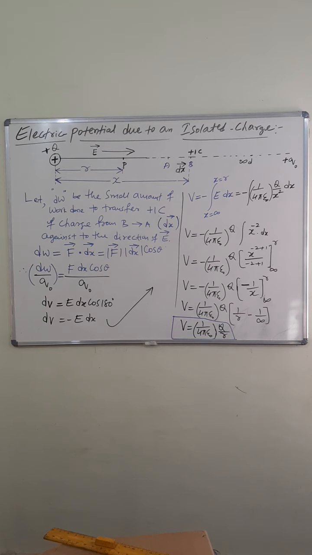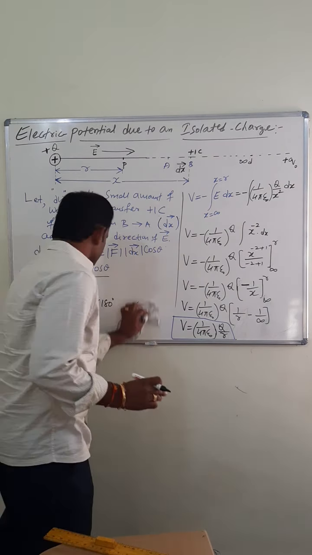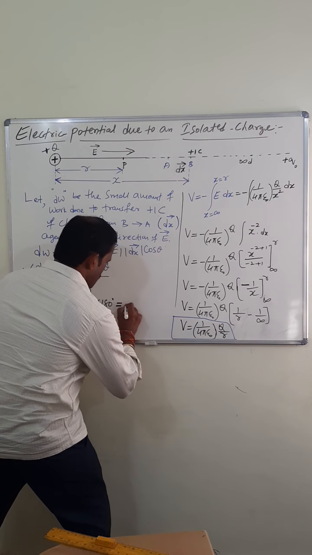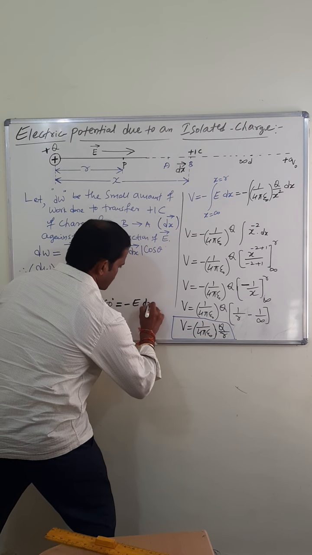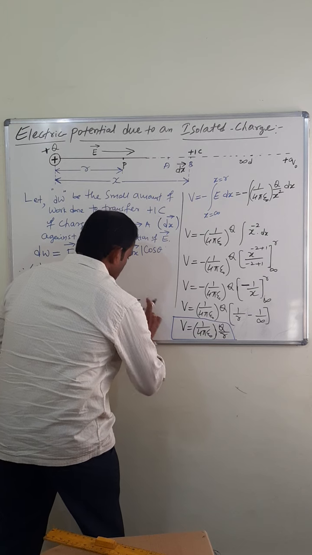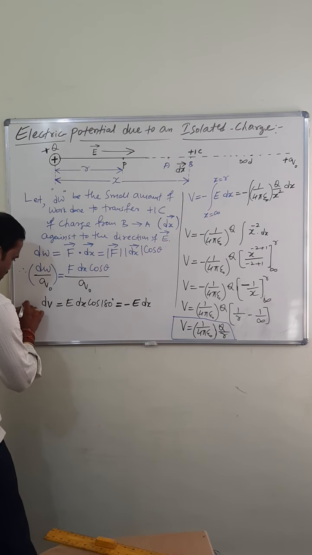Then what is the definition of electric potential? Therefore, we can write here, dV is equal to minus E into dx. This is the expression for the small potential.